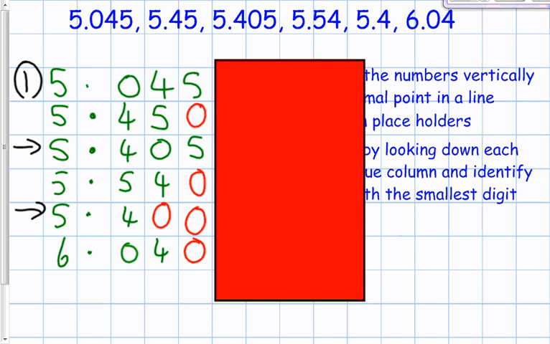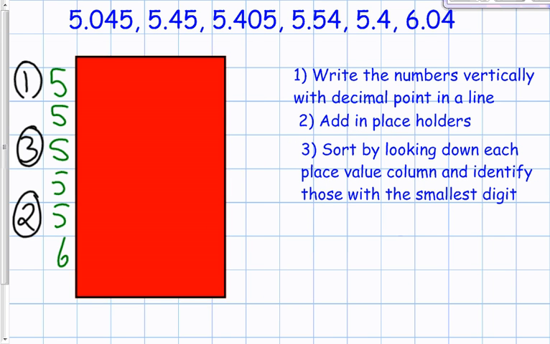So we're going to go to the next column, and we can see that we've got a 5 and a 0, so our smallest number must be the one with the 0, so this is our second smallest, and this must be our third smallest. Okay, we're going to go back and look through again.